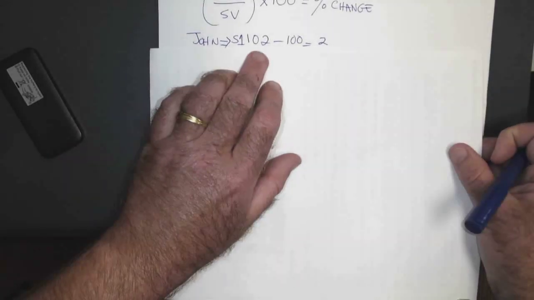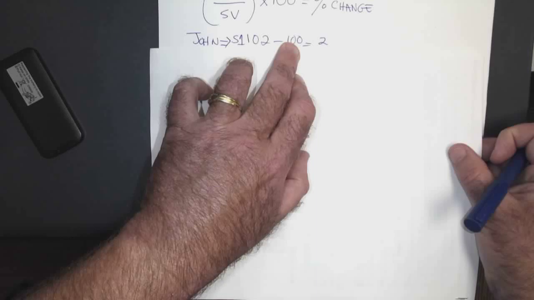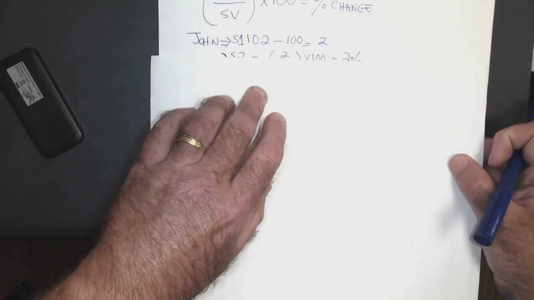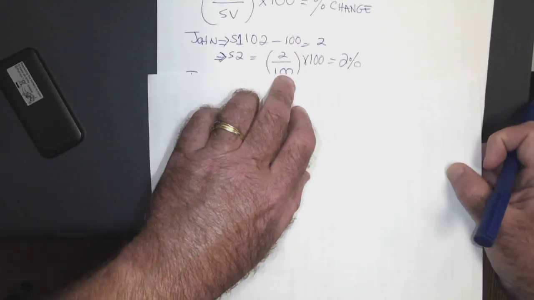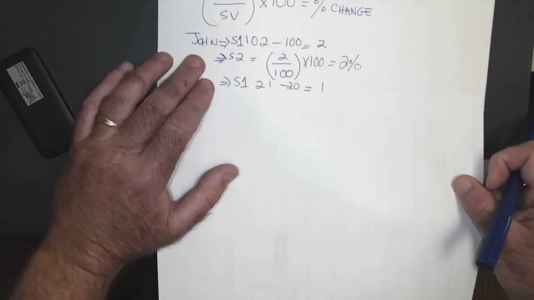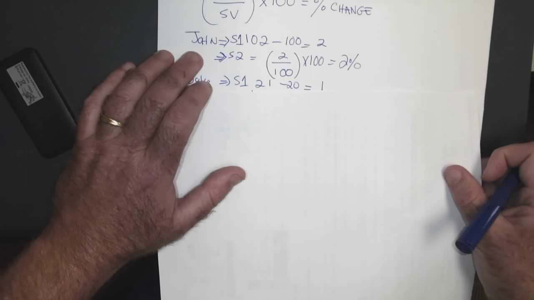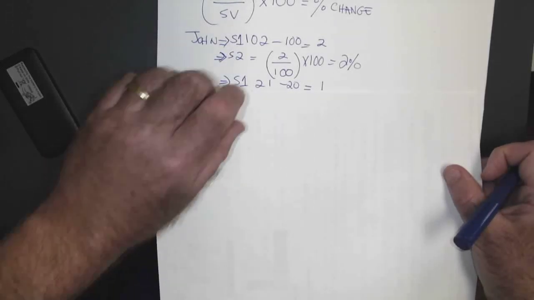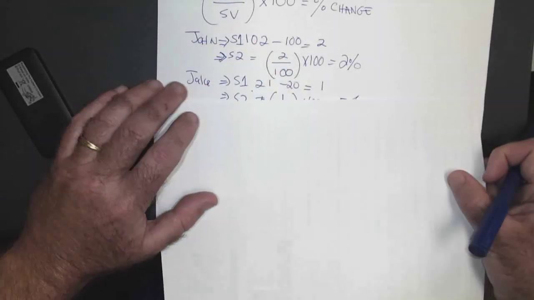So let's look at this problem. John, his end was 102. His starting was 100. That means the change is 2. So it's 2 over 100 times 100, which is 2%. Anytime you have a percentage, you always have to multiply this fraction in parentheses by 100.